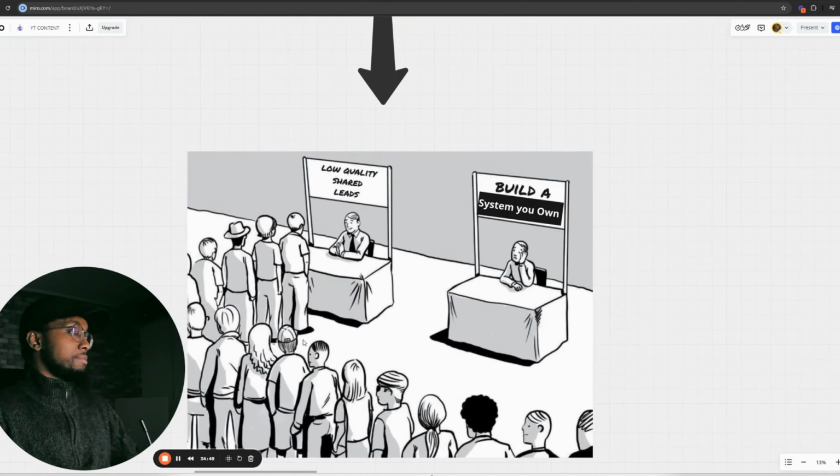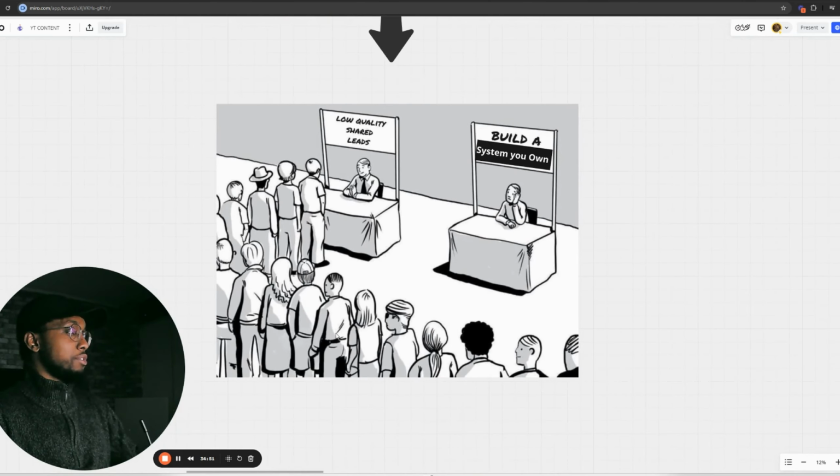So lastly, are you going to be part of the sheep? Are you going to be part of the 99% who are chasing low-quality shared leads? Are you going to be part of the pack, or are you going to build a system you own and that's going to differentiate you from all of the others?